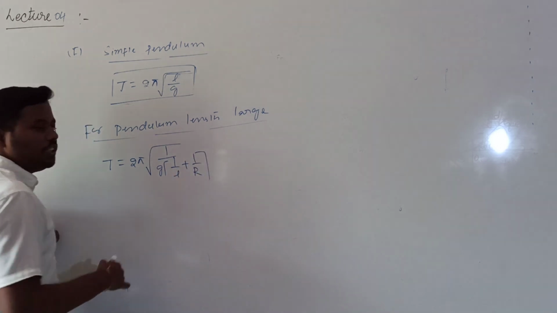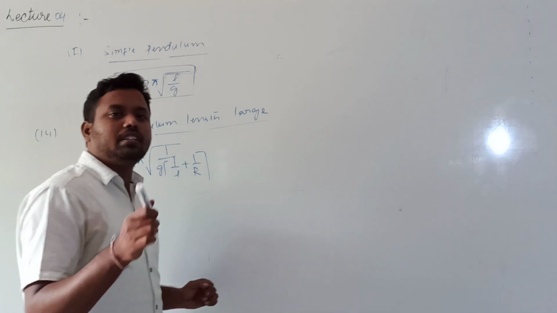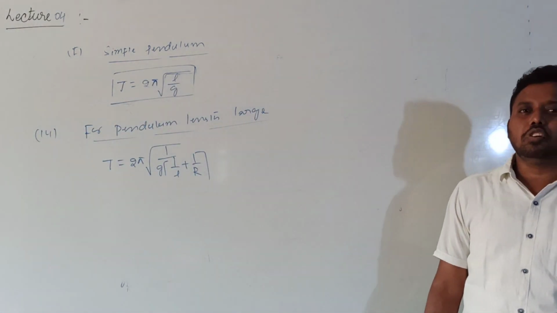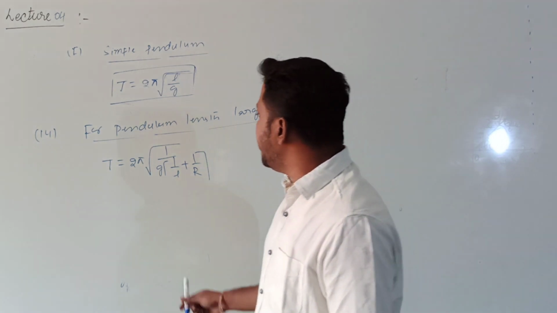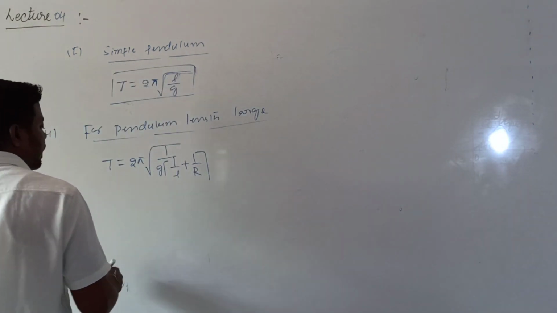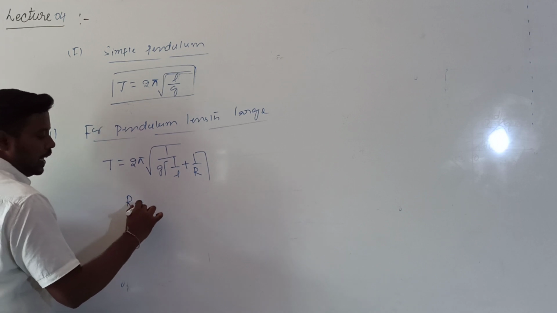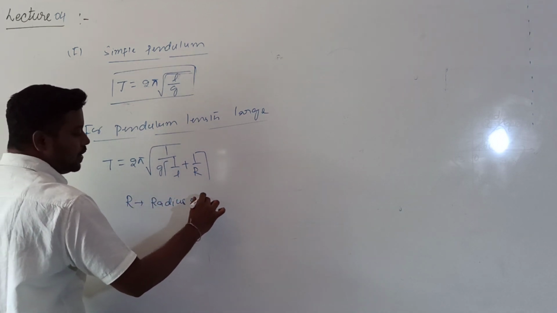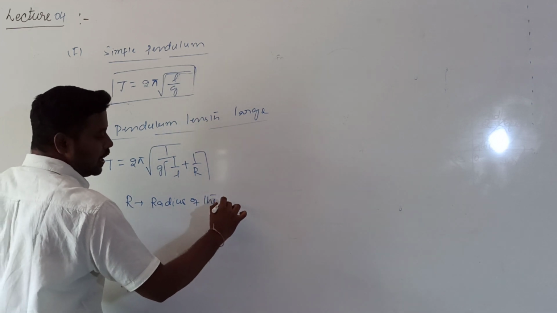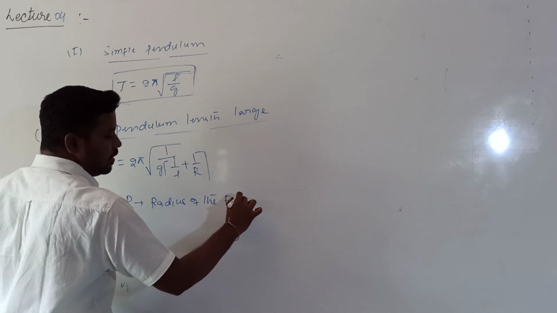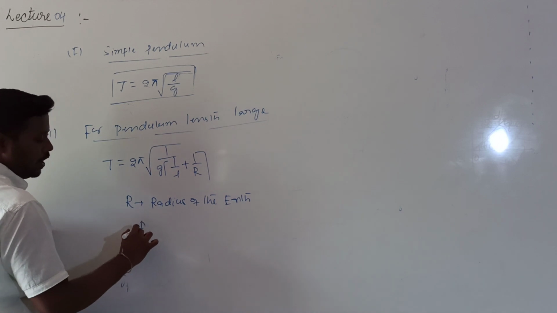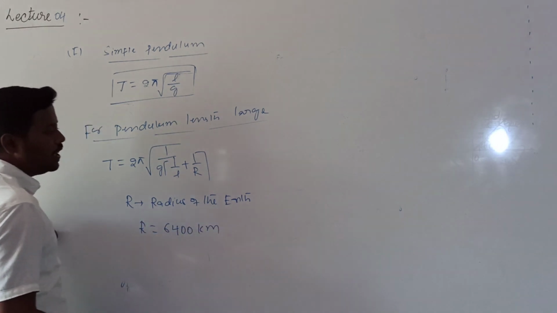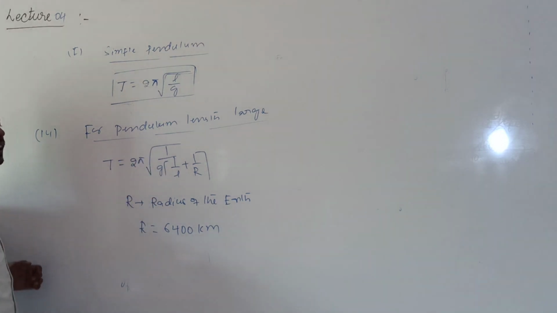Even this is also a derivation. Just like how we derived the expression for the time period of a simple pendulum, we can also derive this formula: 2 pi into root over 1 by g into (1 by L plus 1 by R), where L is the length of the pendulum and R is the radius of the earth. You know the earth's radius value, right? R is 6400 kilometers. That is the radius of the earth, and L is the length of the pendulum.